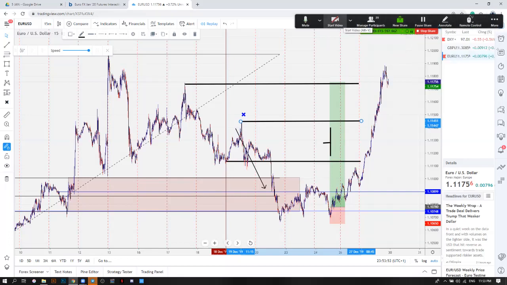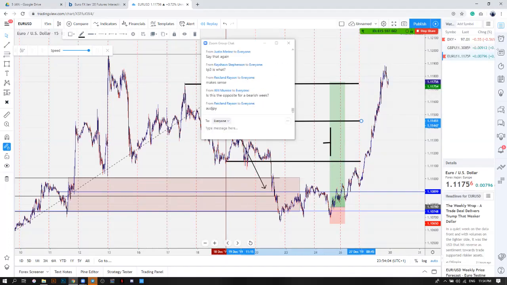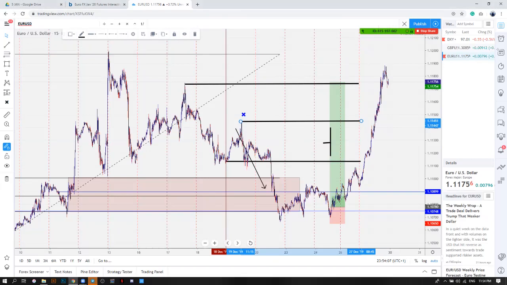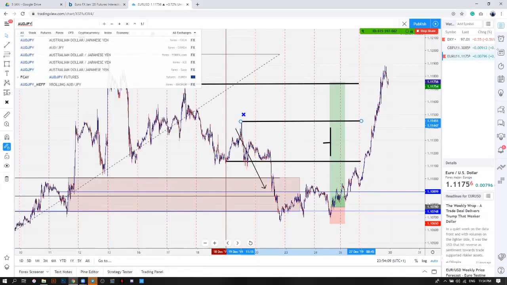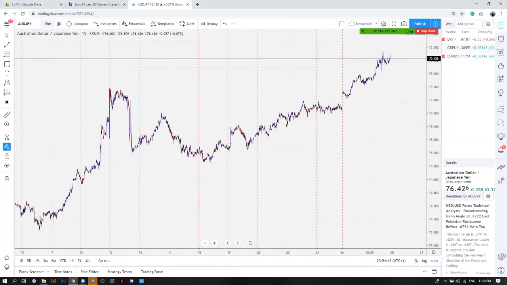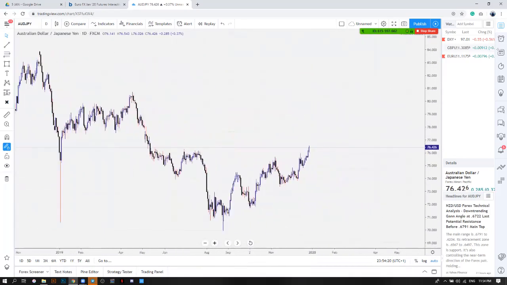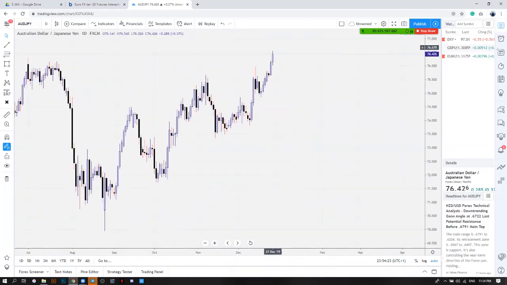All right, so someone suggested me a pair, and I'm going to walk you guys through the same thing we're going to do. AUD JPY. Someone says AUD JPY. So we go to our daily. One, two, three, four, five.